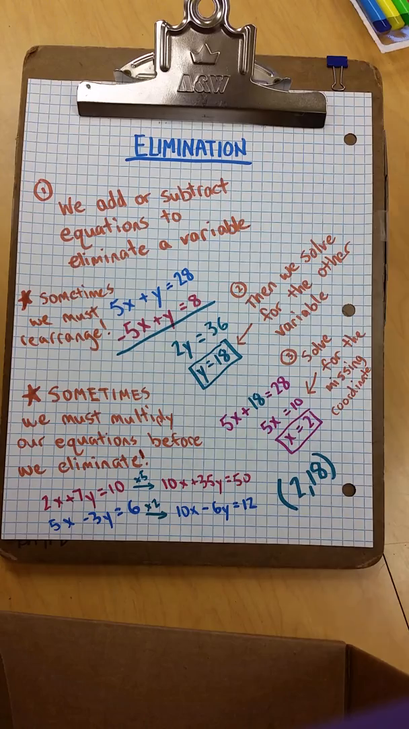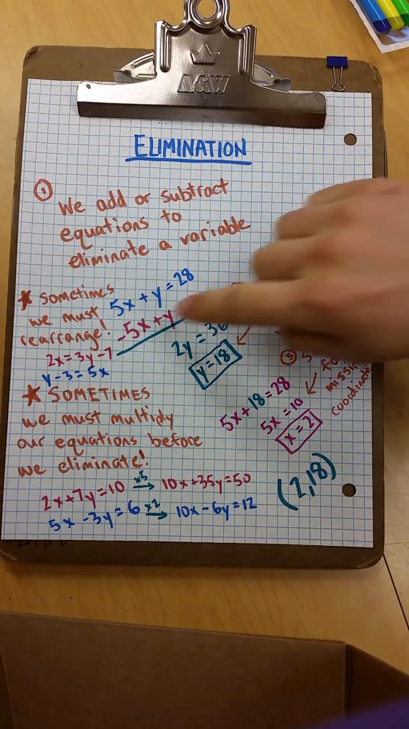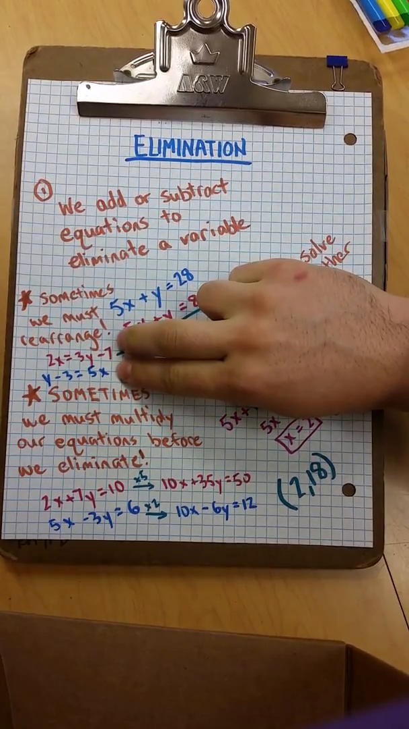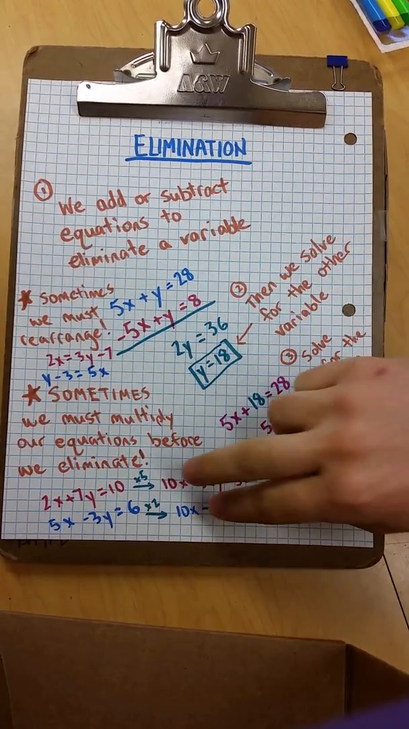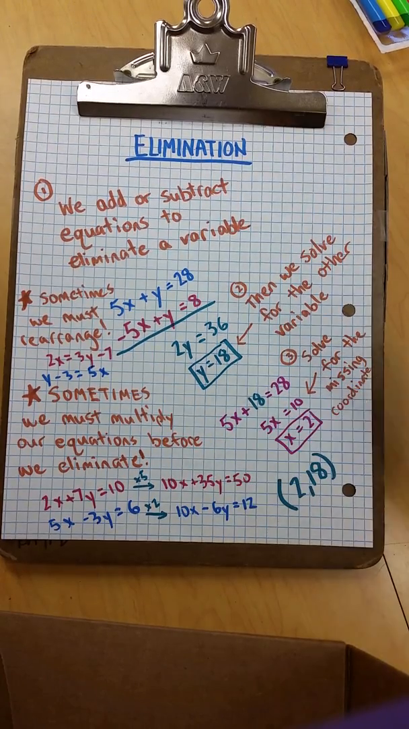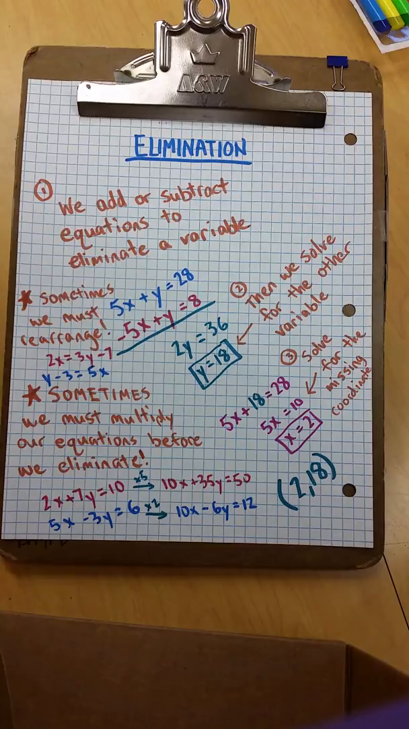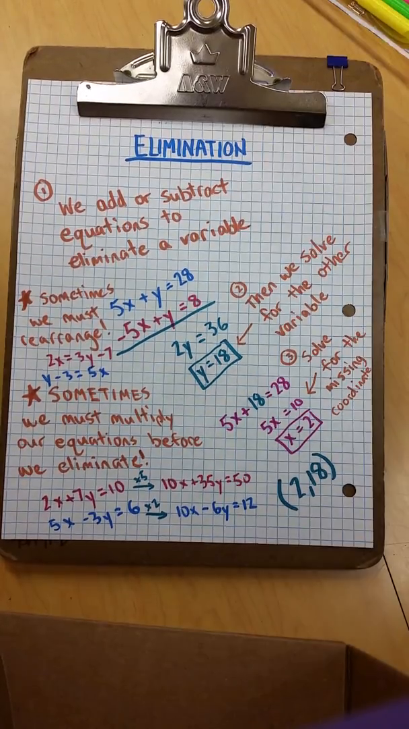Another thing to watch out for is that sometimes we must rearrange our equations. In this case, we don't have the equations in standard form, so they're not lined up for us to add or subtract. Here we have the x's, y's, and then constants in order. We could rearrange these equations so that they would be easier to work with.